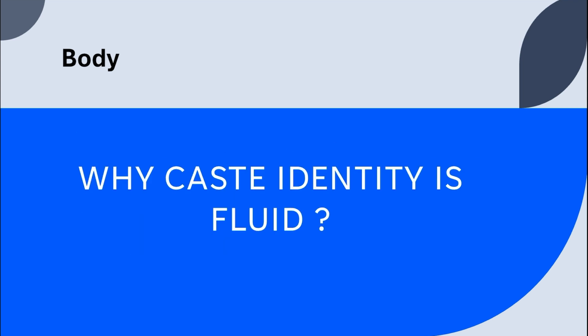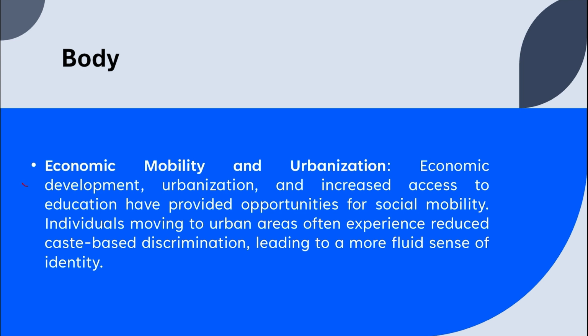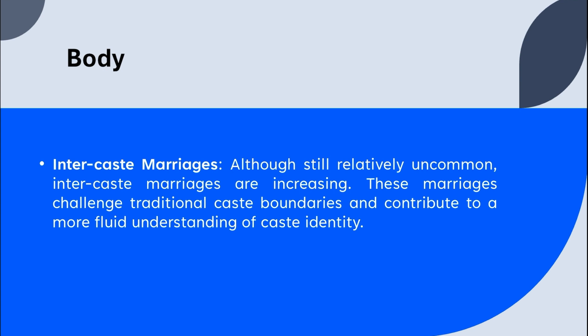Now the next part of the answer will be why caste identity is fluid. You break down the question and answer all the parts of it. Now it is because of economic mobility and urbanization, right? So urbanization, you're going for a secular job, moving out of village, so your identity becomes more secular in nature, more dependent upon your work rather than your caste. Then intercaste marriages are happening, right? That is also creating a fluidity. It is challenging the caste boundaries, right? And it is contributing to the fluid status of caste identity.